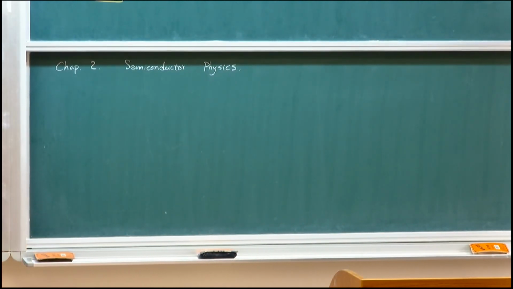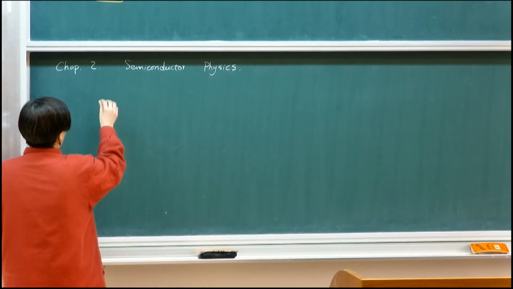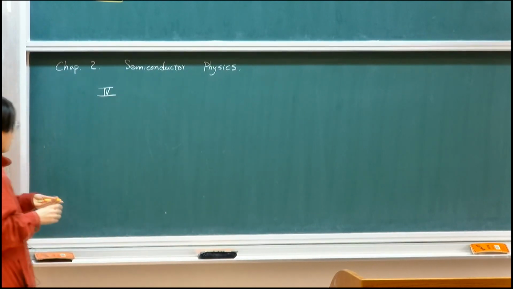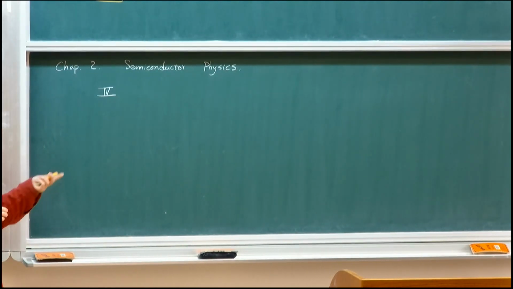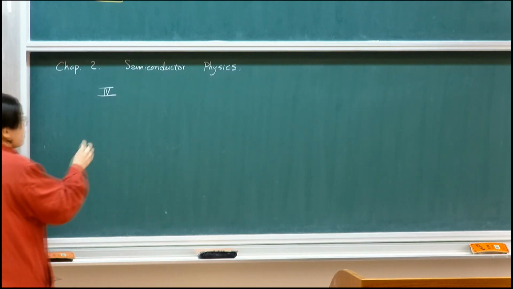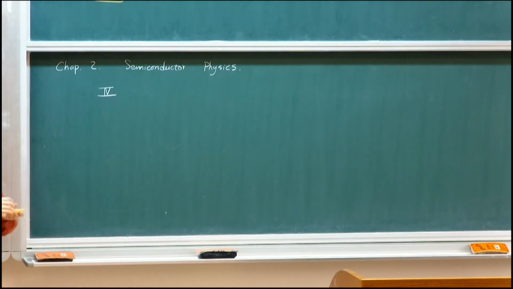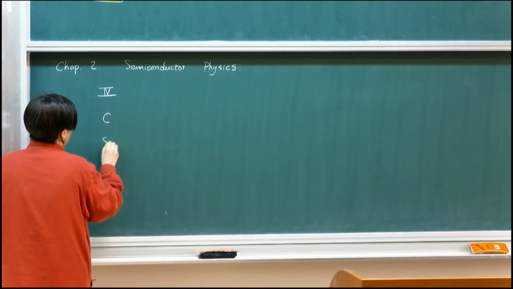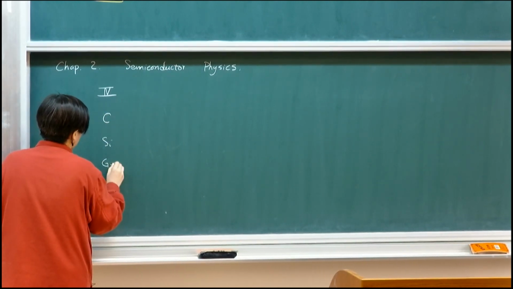But if you look at the periodic table, we know that most semiconductors, as I said, maybe 99% of semiconductors, belong to group 4. So let's look at group 4. Start with what? The first one is carbon, right? Carbon, silicon, germanium.